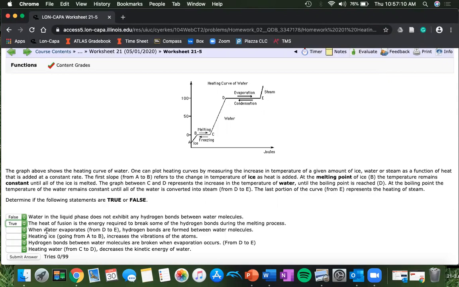So we know that when water is evaporating from point D to point E, all of the hydrogen bonds that remain are breaking. There's no hydrogen bonds forming there. So this is going to be false.